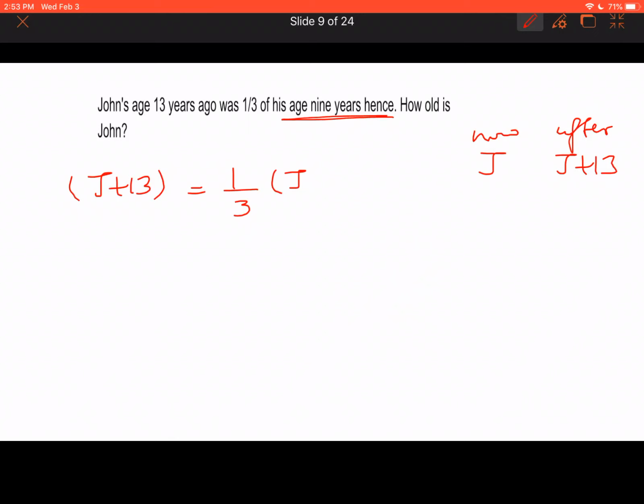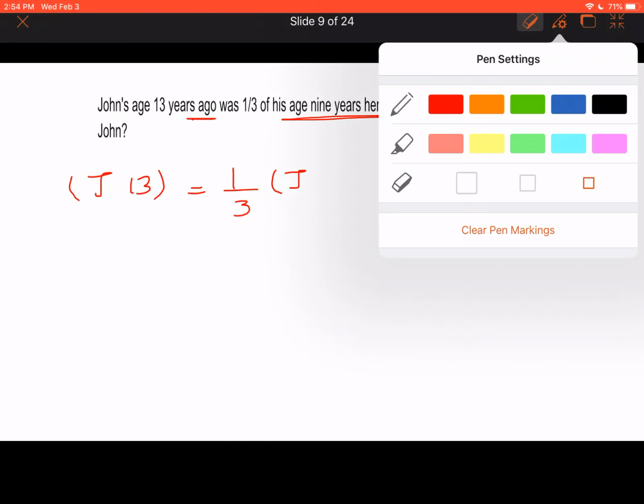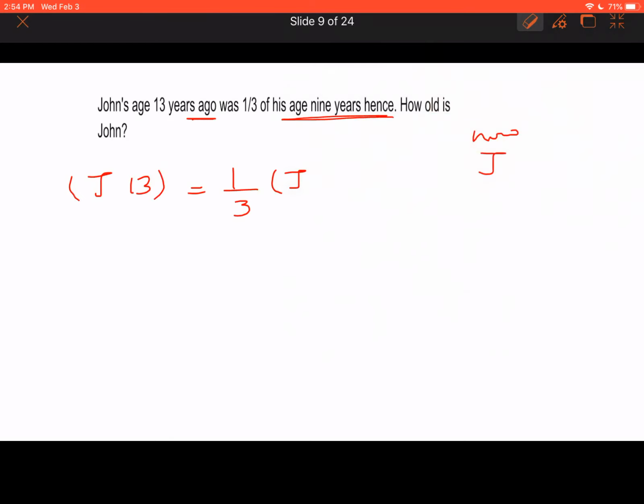Sorry, one minute. I have made a mistake. John's age 13 years ago. 13 years ago means it is past. See how quickly we have made a mistake. So this sort of mistake will happen very, very often. So we have to be very, very careful. Ago means it is in the past. Hence means it is in the future.